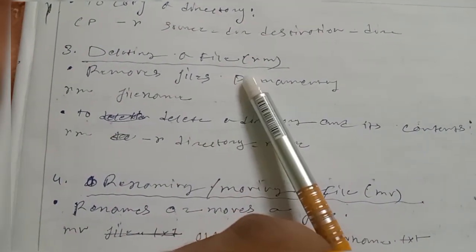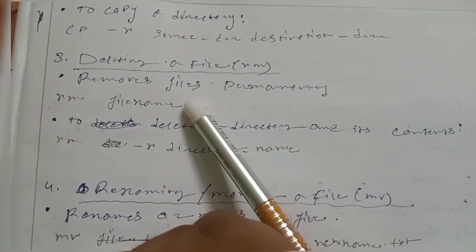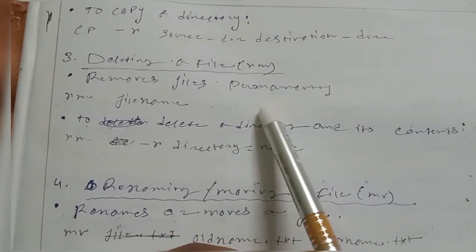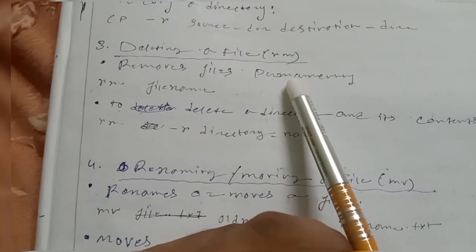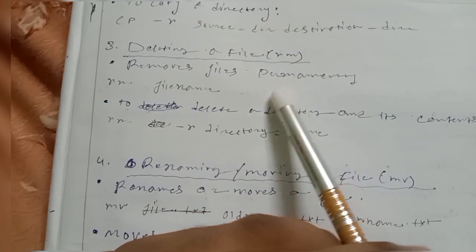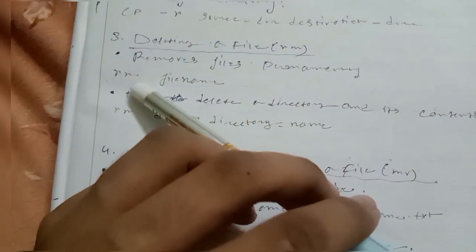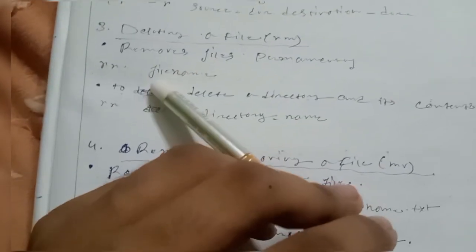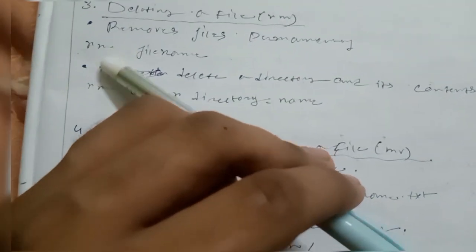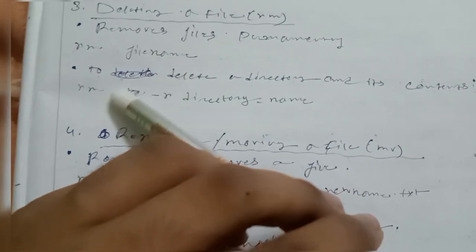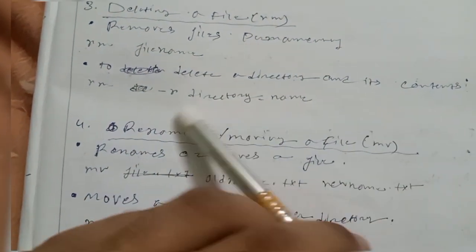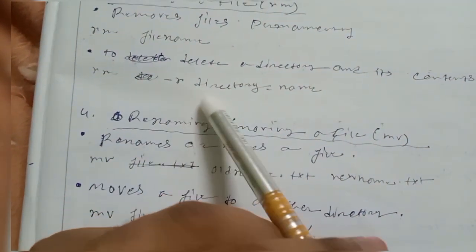Then deleting a file, rm. Using rm you can remove or delete a file. It removes the files permanently. So remember, if you delete a file using the rm command, the file is removed permanently. So be careful before using the rm command, because it cannot be undone anymore.